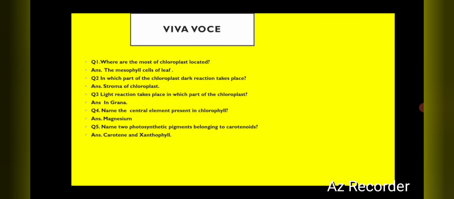Question number 2, in which part of the chloroplast dark reaction takes place? Answer: stroma of the chloroplast. Light reaction takes place in which part of the chloroplast?